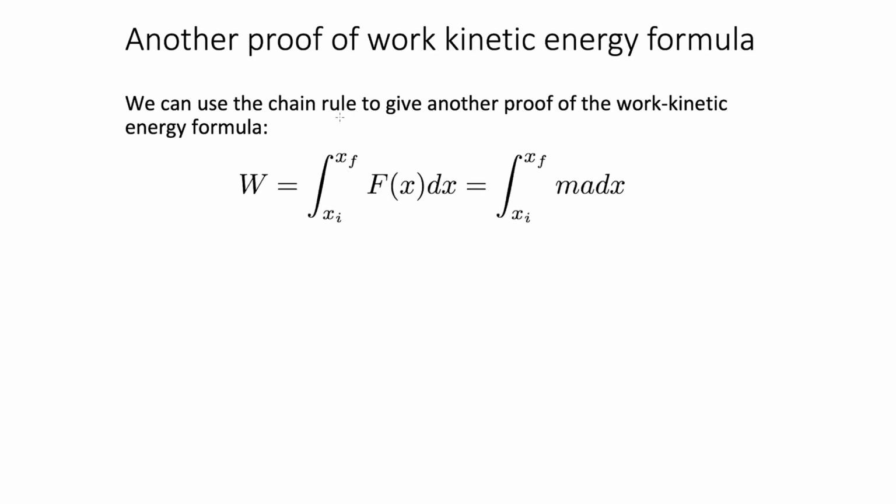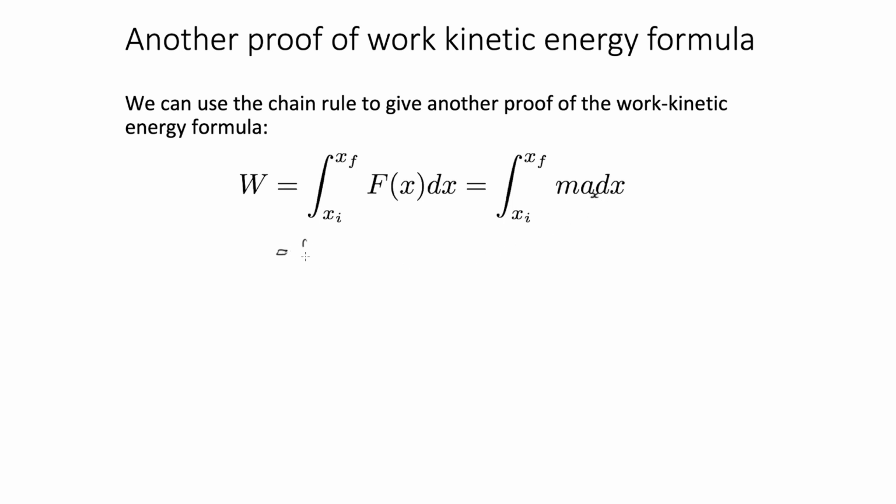So we can do another, more formal proof of the work kinetic energy formula now that we have a variable force related to our work. In order to do this, we're going to need to use the chain rule. If the work done is equal to the integral of Fx dx from the initial x to the final x, here we're just assuming that it only has motion in the x direction, then according to Newton's second law this is equal to the integral of m a dx, where this is m a_x, so it's an acceleration in the x direction.